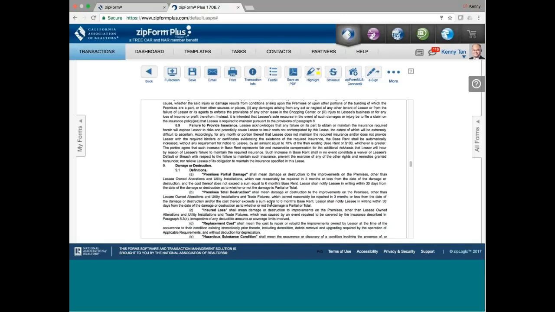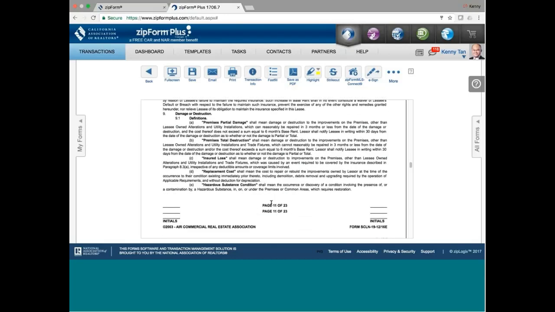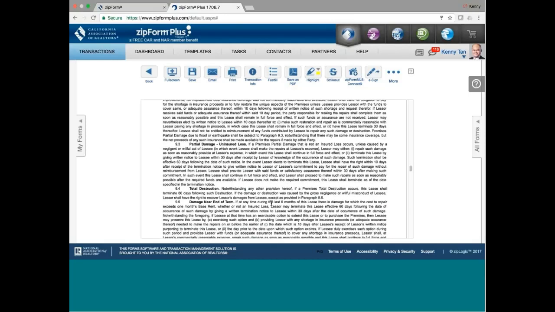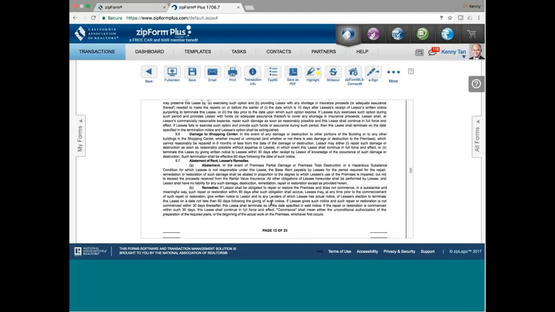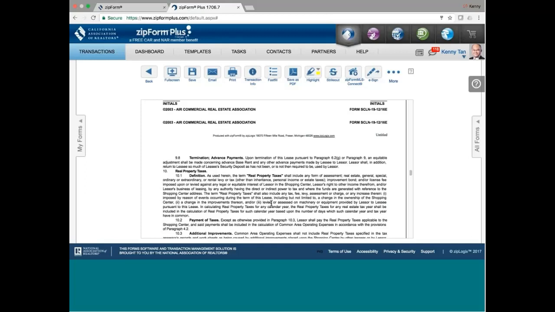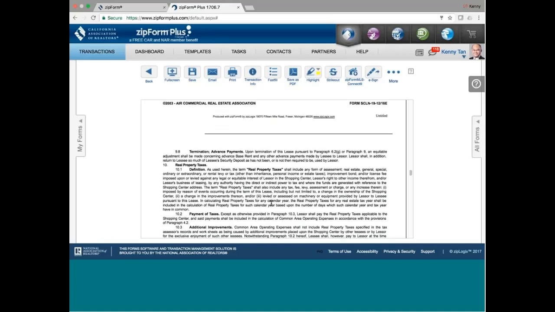Damage or destruction, we covered that before, so we'll not cover it again. Actually, I will cover real property taxes. Let's look at payment of taxes.